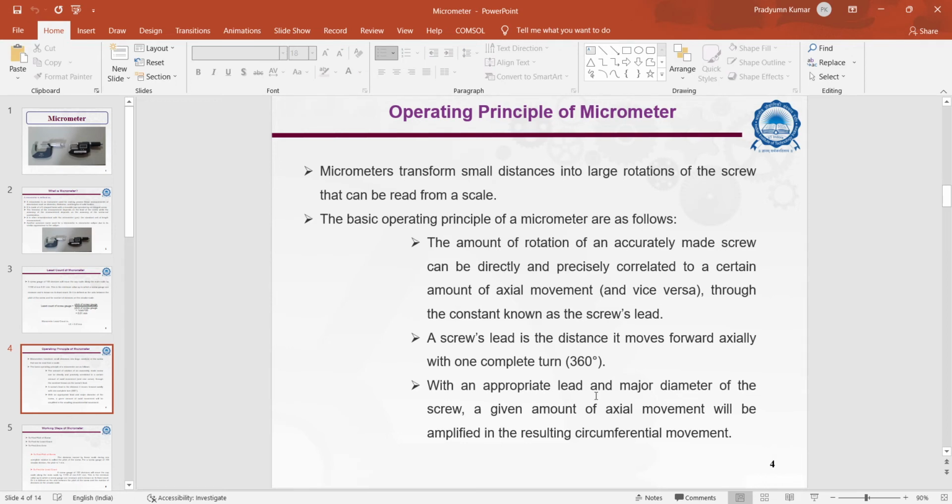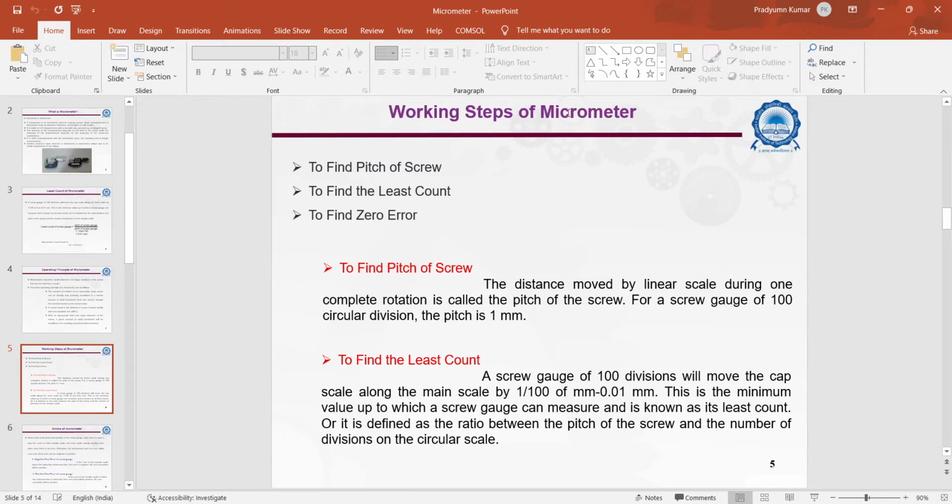With an appropriate lead and measured diameter of the screw, a given amount of axial movement will be amplified in the resulting circumferential movement. Now the working steps of the micrometer: to find the pitch of the screw, to find the least count, and to find the zero error. To find the pitch of the screw, the distance moved by the linear scale during one complete rotation is called the pitch of the screw. For a screw gauge of 100 circular divisions, the pitch is 1 mm.